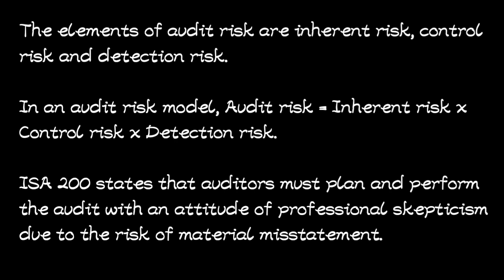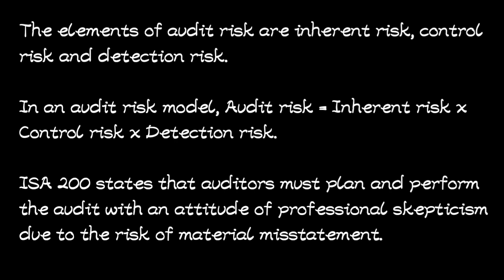So the elements of an audit risk are three. We have the inherent risk, we have the control risk, and then we have the detection risk. We are going to look at the definitions in the next video. So in an audit risk model, like what leads to an audit risk, we get the inherent risk, we multiply it with the control risk, then we multiply it with the detection risk, and those three can lead to an auditor giving an inappropriate opinion when financial statements are materially misstated.